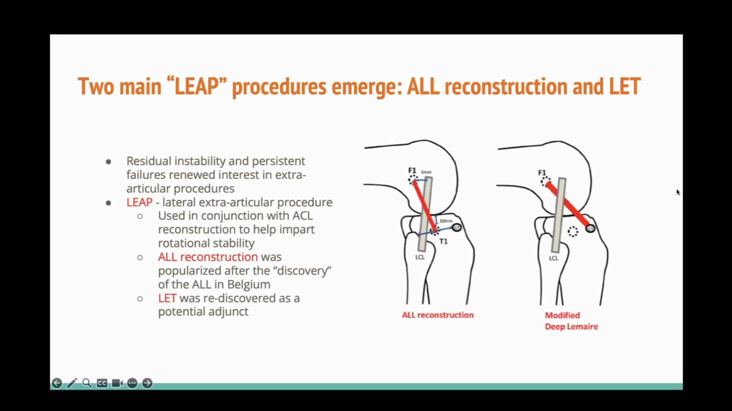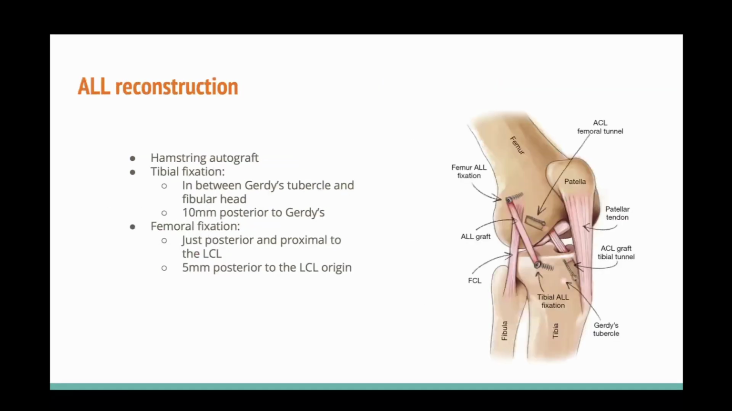So the thought is that residual instability and persistent failures renewed interest in extra-articular procedures like lateral extra-articular procedures. We're talking about ALL reconstruction, which was really popularized after the quote unquote discovery of the ALL in Belgium, and that kind of caught on in Europe, and the LET, which was rediscovered as a potential adjunct mostly in North America.